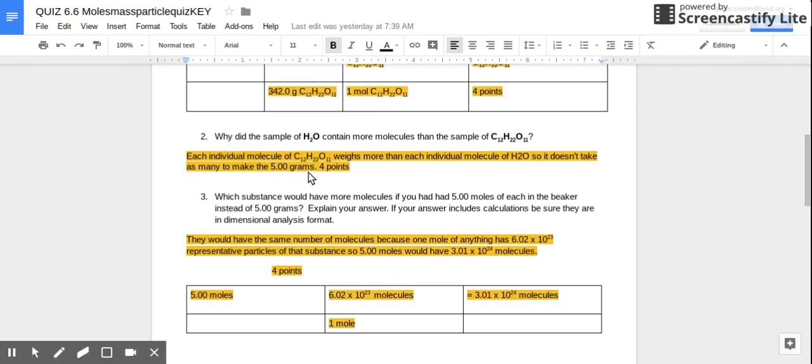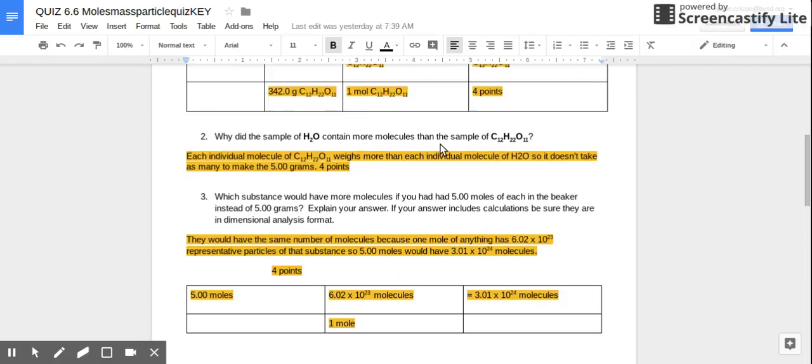The water molecules would be like the pennies because they're not worth as much in terms of mass. And the sugar molecules would be like the quarters. So it takes fewer of these to make up the $5 or the 5 grams because each one is worth more. So again, this is 4 points. I would say 2 points for knowing that one was weighing more or less, and 2 points for being able to explain that that's why there's more of one versus the other.